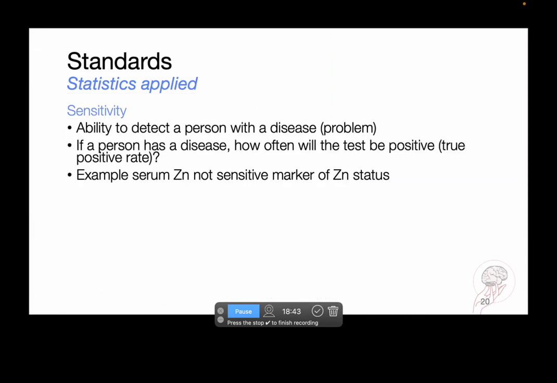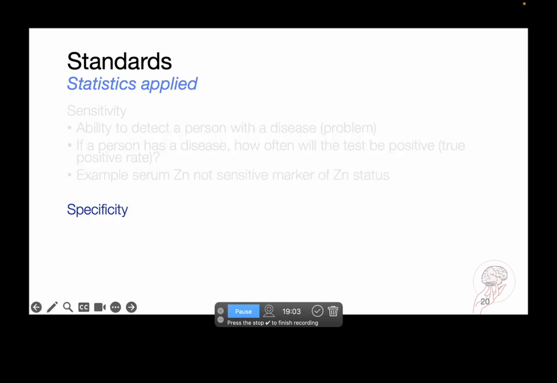So let's apply these statistics. First, we have sensitivity. This is the ability to detect a person with a disease. If a person has a disease, how often will the test be positive? So I like to think about these in terms of pregnancy tests. So if we have a little lady, and she takes a pregnancy test and she is pregnant, so we're going to put a little circle inside her, the test should be positive.